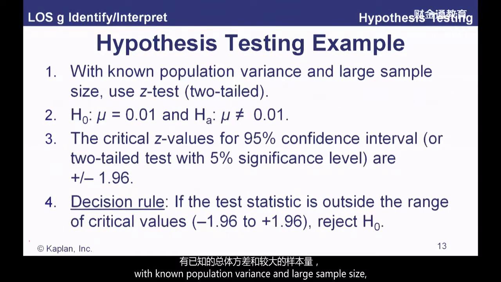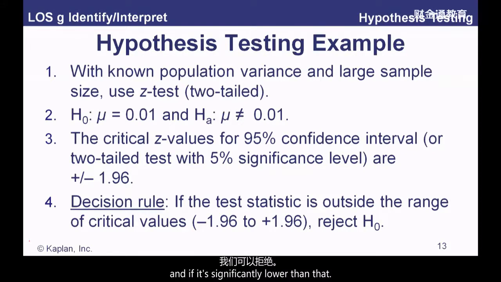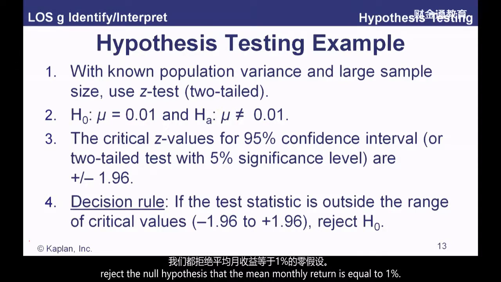Well, with known population variance and a large sample size, we can use a z-test. It's going to be two-tailed because our null hypothesis is that the mean return is equal to 1% a month. So we're going to reject if it's significantly higher than that and if it's significantly lower than that. The critical z-values for a 95% confidence interval, or a two-tailed test with 5% significance, are plus and minus 1.96 standard errors. So our decision rule: if the test statistic is outside the range of critical values, in either tail, reject the null hypothesis that the mean monthly return is equal to 1%.